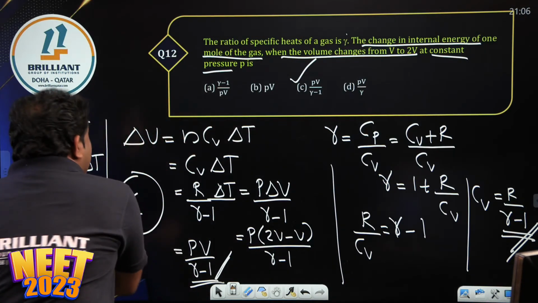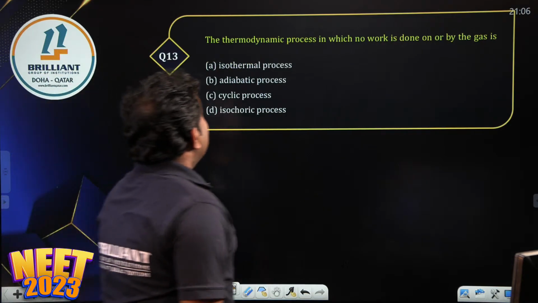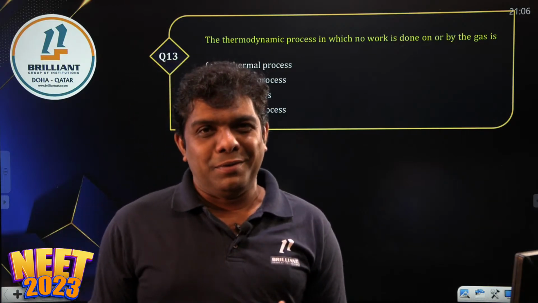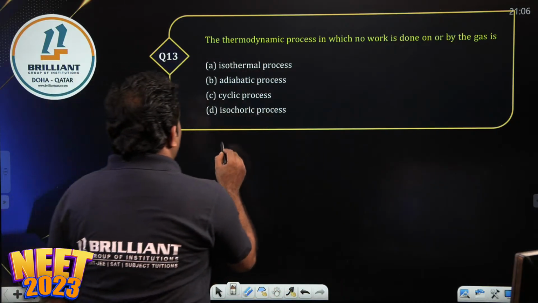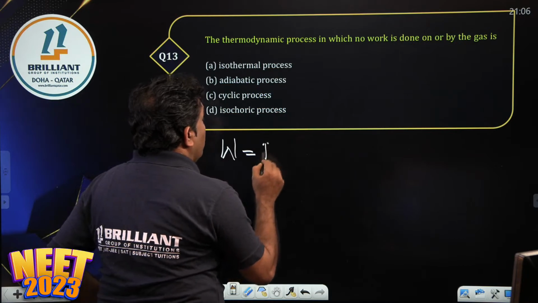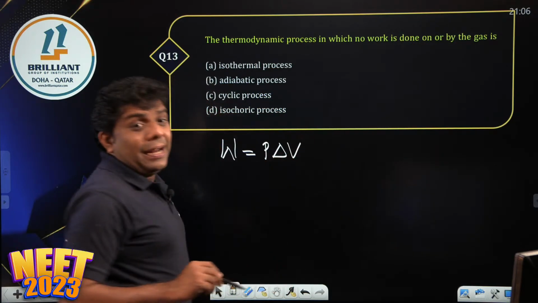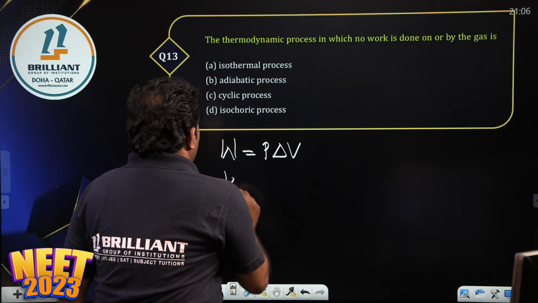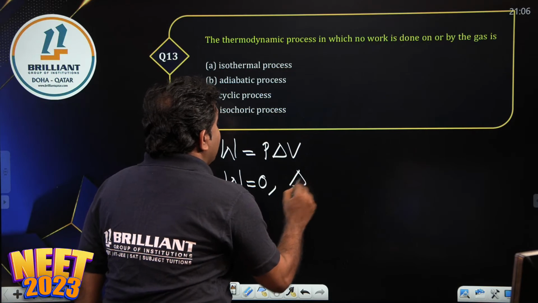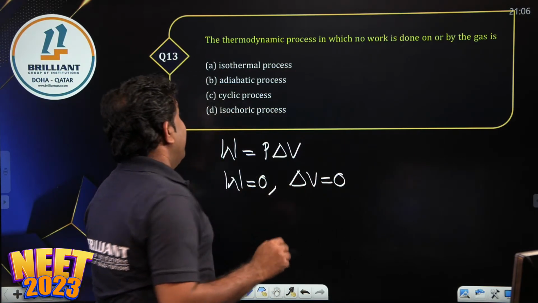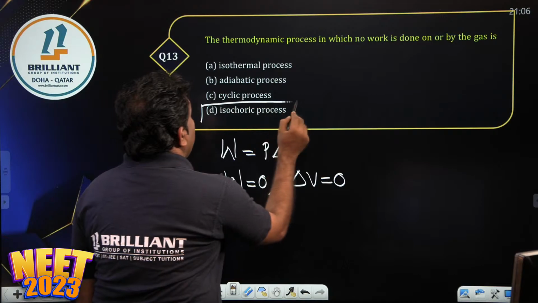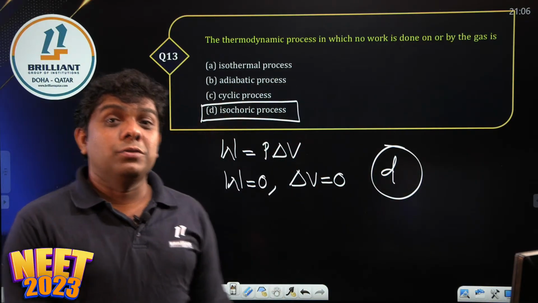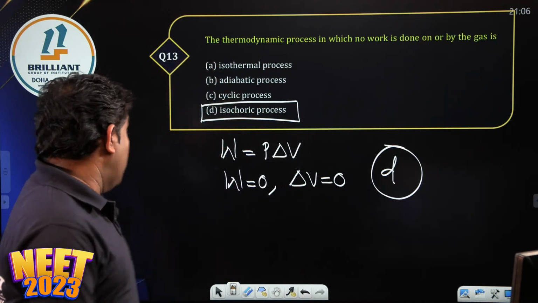Now dear, the next one we are trying, question 13. The thermodynamic process in which no work is done by the gas. Everyone knows, we know the work done is equal to P delta V is there, and as there is no work done, we can say work done is equal to 0, means delta V is equal to 0. Delta V 0 means the process will be isochoric process. So right answer option D, it is an isochoric process.